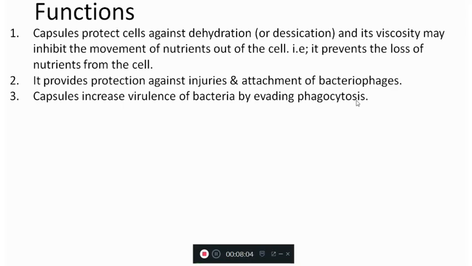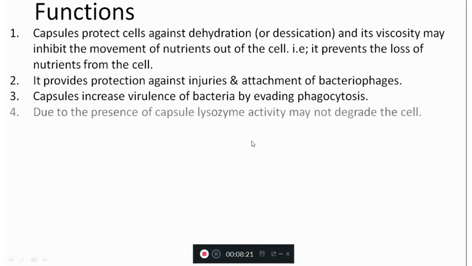or they process the antigenic part, the epitope part of the antigen, and then present them with the help of the major histocompatibility complex receptors (MHCs). So capsular bacteria are more pathogenic, they are virulent compared to their non-capsular counterparts.